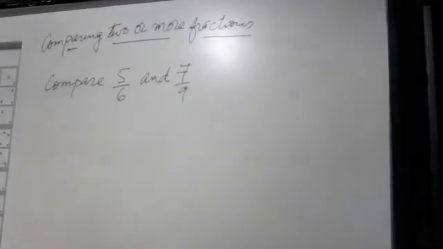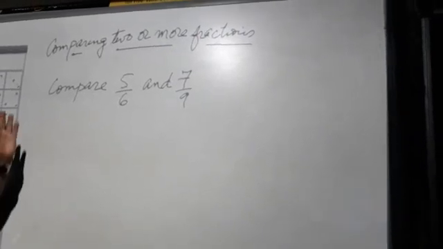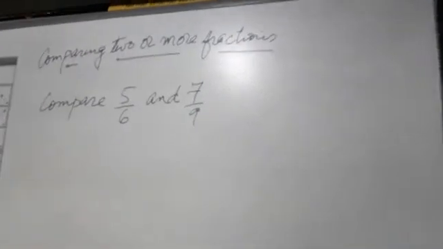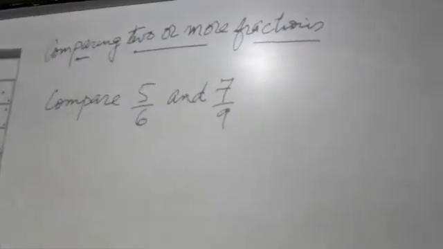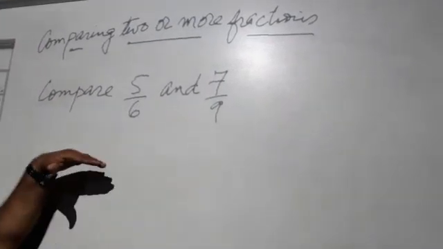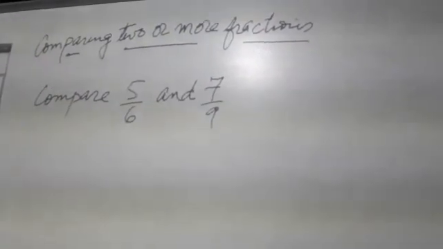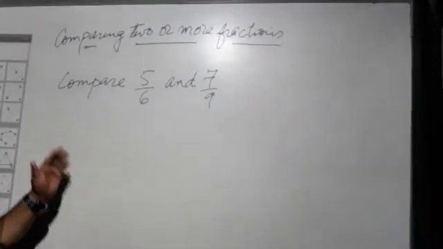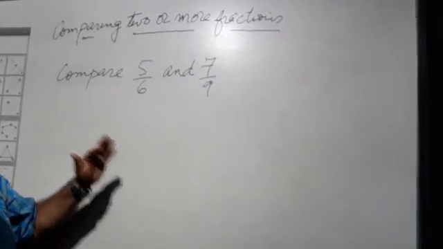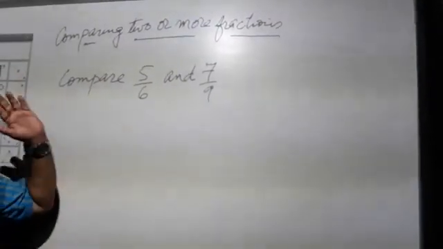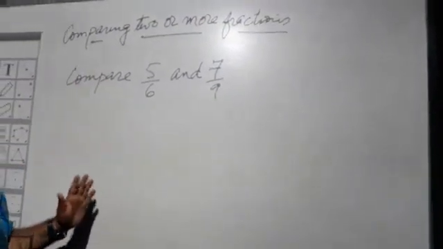Now, how do we compare two or more fractions? How do we compare which fraction is greater if they have different denominators? First we convert them into equivalent fractions with the same denominator, then we follow the same rule: with the same denominator, the greater numerator is the greater fractional number.